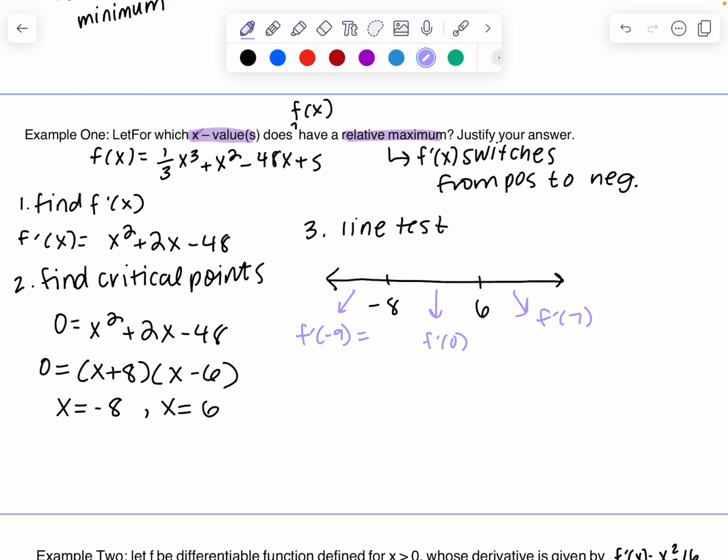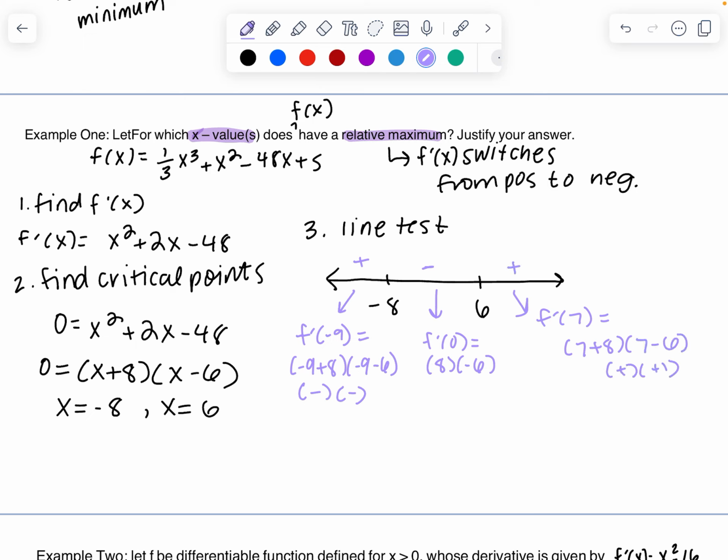I'm going to use the factored form of the derivative because it's a little easier for me to use. So I'll have negative 9 plus 8 times negative 9 minus 6. That gives a negative number times a negative number, so this ends up being positive. Again, I'm only concerned about the sign. I don't care what the number is. If I plug in 0, I get 8 times negative 6, so that's negative. If I plug in 7, I get 7 plus 8 and 7 minus 6, which is a positive and a positive.